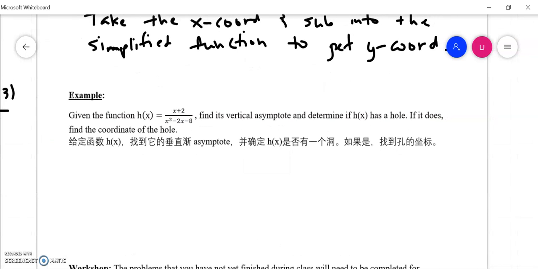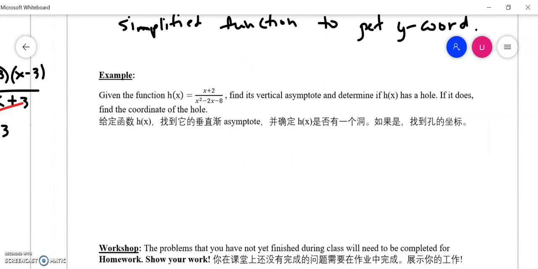All right, here we have another function, h of x. We need to find the vertical asymptote and determine if there is a hole. If there is a hole, we need to find the coordinates. So, vertical asymptote, that's an old lesson. That's last week's lesson. So if you look back at your notes from vertical asymptotes, we still start off the same way. We have to factor and simplify.